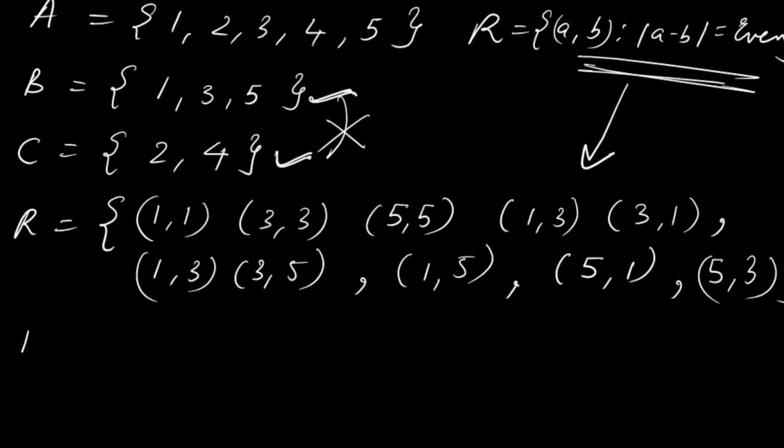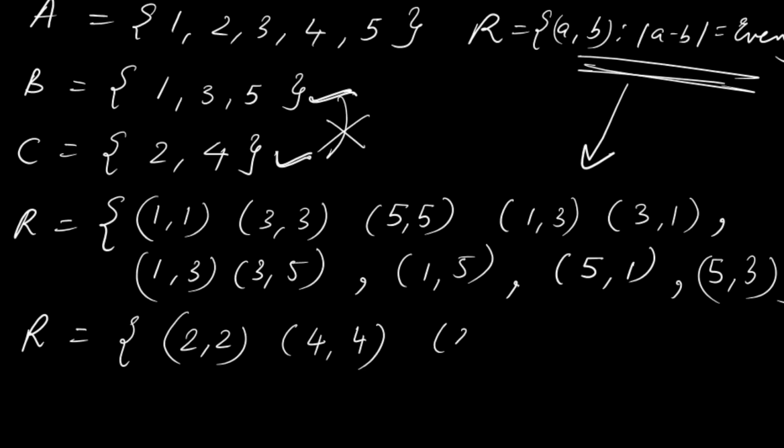Same way, if I choose elements of set C, I'll get this type of ordered pairs: (2, 2), (4, 4), then (2, 4). And if I check transitivity, this is (a, b), this is (b, c), so (2, 4) is already present. Yes. So I will have these ordered pairs from set C, and these ordered pairs also satisfy the given relation.